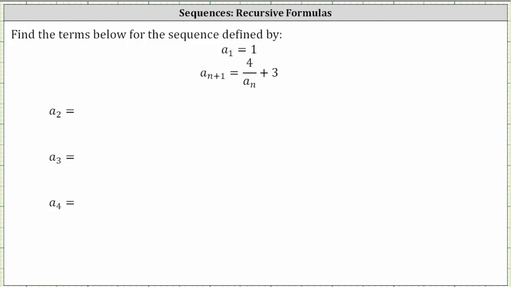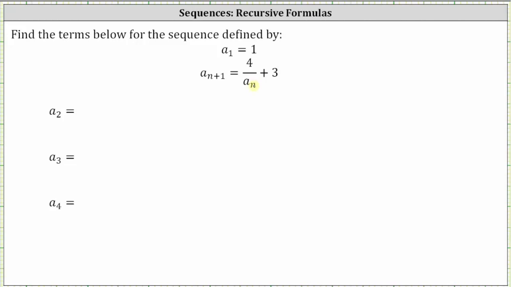We're asked to find the terms below for the sequence defined by a sub 1 equals 1 and a sub n plus 1 equals 4 divided by a sub n plus 3. This is called a recursive formula because in order to find a term in the sequence, we must have the term before it. Whatever term a sub n plus 1 is, a sub n is the term before it.